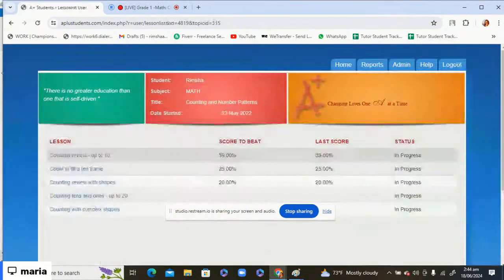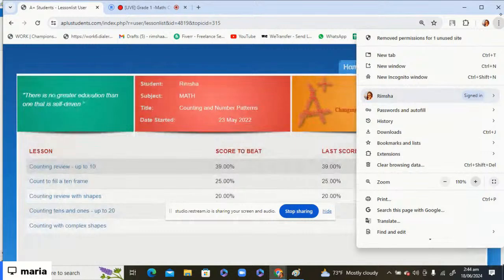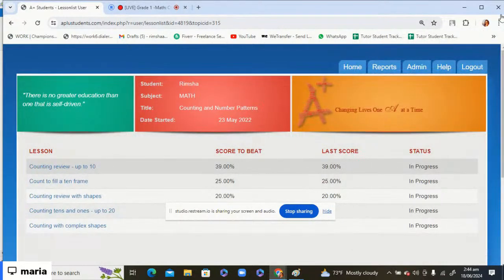So these are all the lessons. Today we discussed this chapter, counting and number patterns. Then we discussed all these first 4 lessons: counting review, counting to fill a tenth frame, counting review with shapes, and counting tens and ones up to 20.